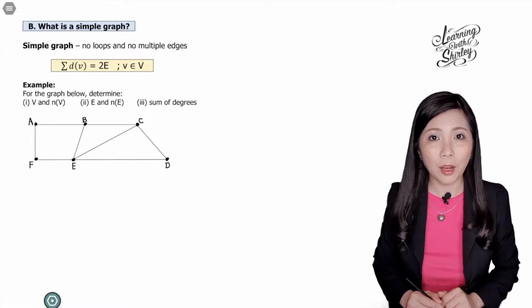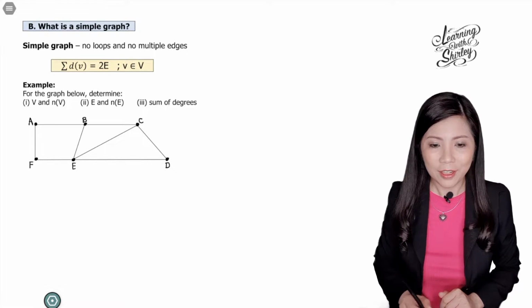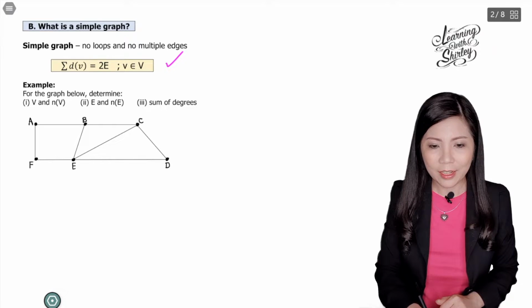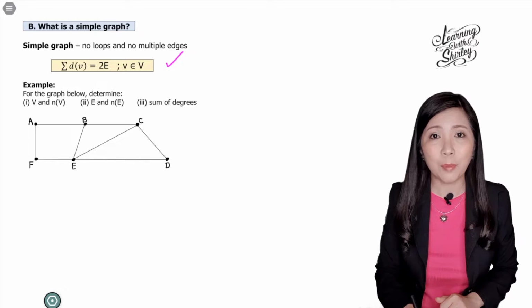What's the meaning of a simple graph? A simple graph means no loops and no multiple edges. Remember this formula: the sum of d(V) equals 2E, which means the sum of degrees of a graph is twice the number of edges.